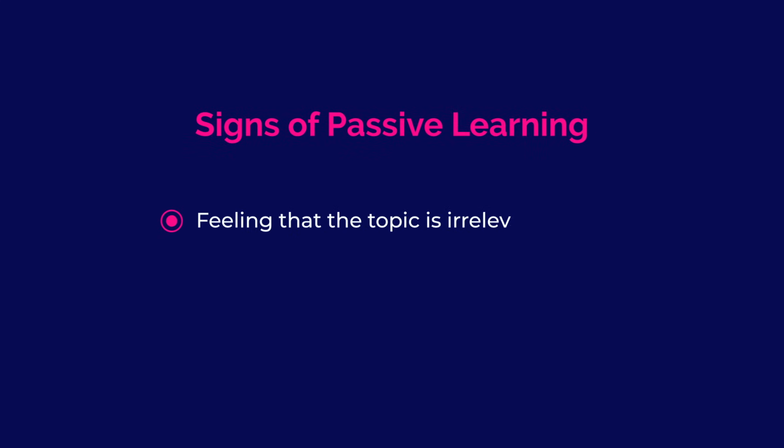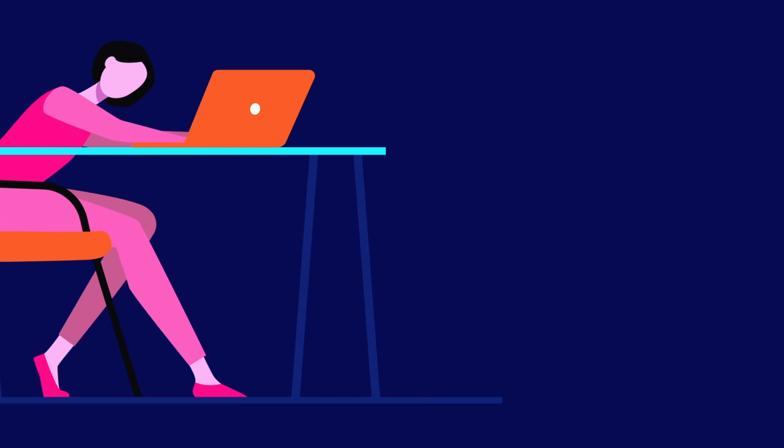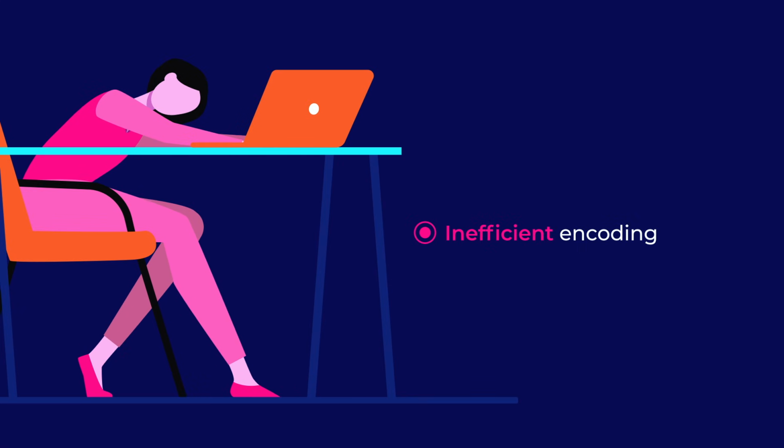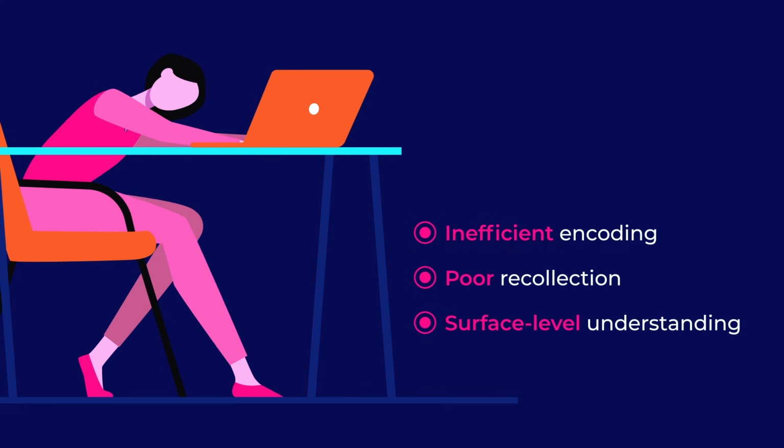For most people, it is that disengagement, feeling that this is irrelevant, the glazing over, and then the drowsiness, the feeling like you're sort of falling asleep as you read or as you listen. So these are the signs of passive learning. And if you do too much passive learning, you're not going to be activating efficient encoding processes, and therefore you're not going to have good memory of it. You're going to forget very quickly. You're not going to know it very deeply.